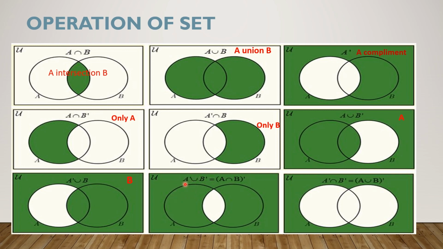this Venn diagram represents A complement union B complement, or A intersection B whole complement, which is also known as the De Morgan's law of set. Next one is A complement intersection B complement, which also belongs to A union B whole complement. These last two Venn diagrams represent a very important law of set, which is also known as De Morgan's theorem.